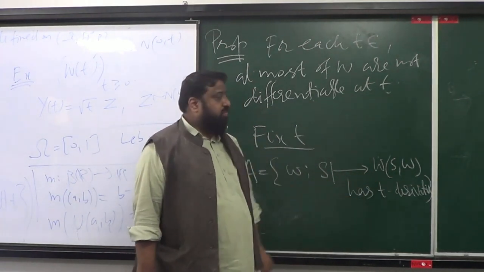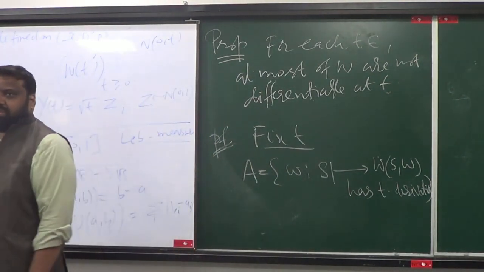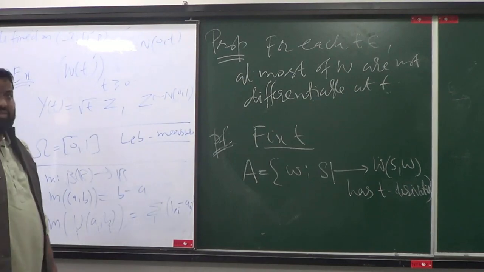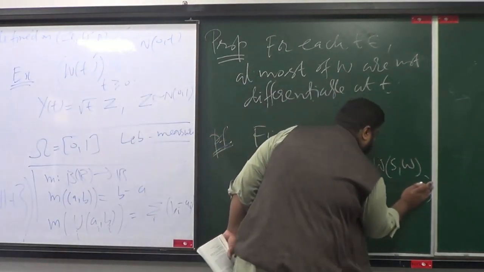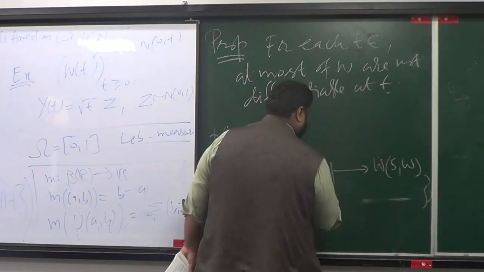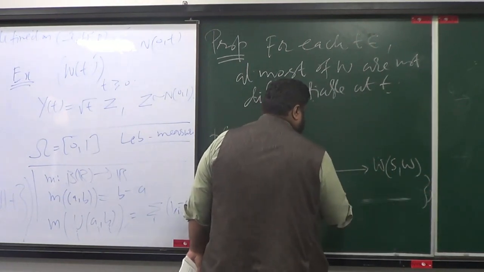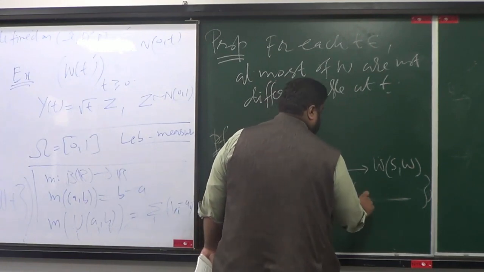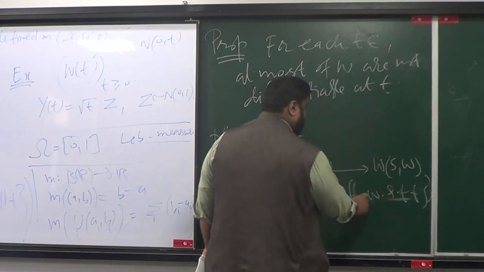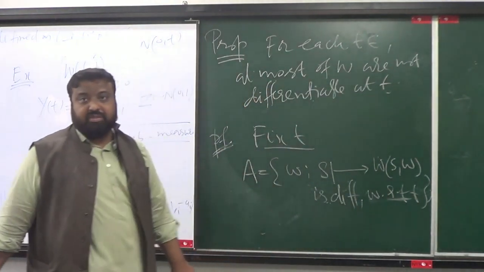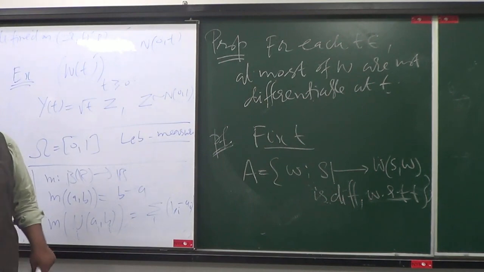So I'm going to show, is it measurable? That's what I'm going to show. And how am I going to show it? The Brownian path is differentiable with respect to time. So I'm going to show that this set has measure zero.